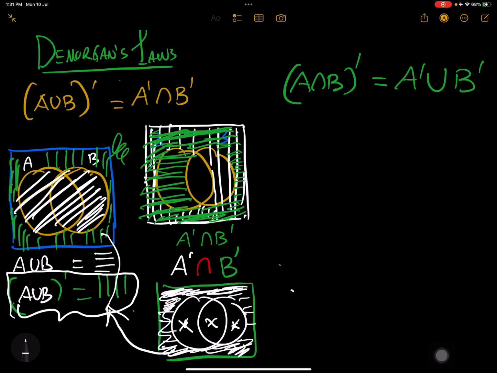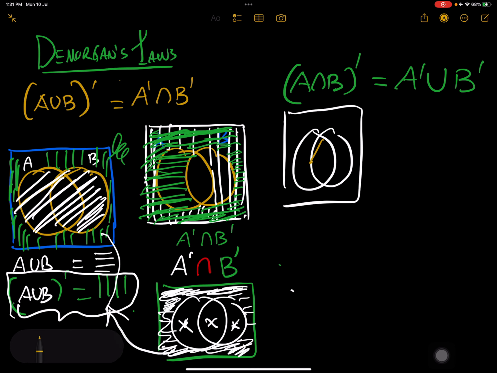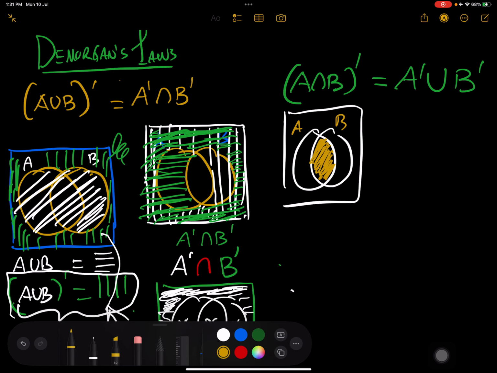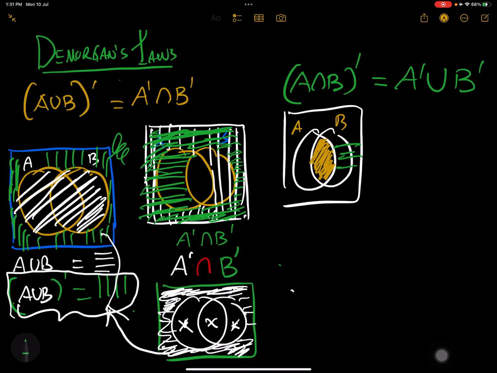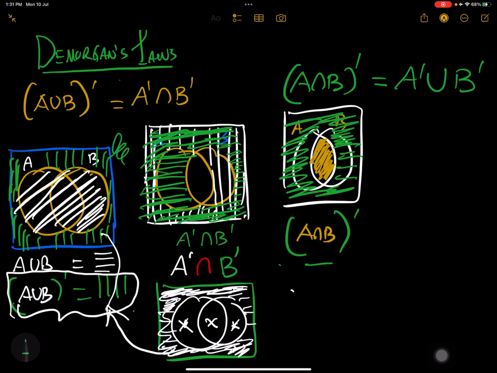Now let's try this side here. We want two rings, and we want A intersection B complement. Now this is A intersection B. The yellow region is A intersection B, because this is set A and this is set B. This is where they meet. But the complement of that will be outside it, anything outside that yellow region. So let me write this well. A intersection B is in yellow, but the complement is the green. So the green is our answer.